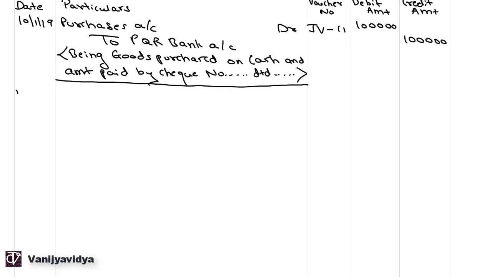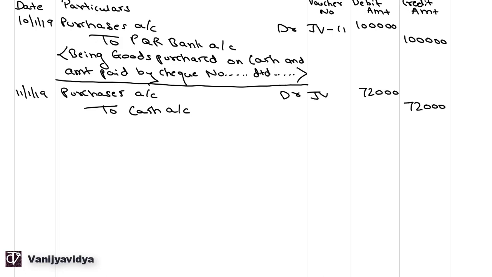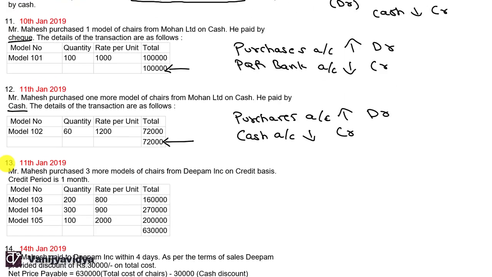So, date is 11 Jan 2019. Purchases account debit 72,000 to cash account 72,000. Voucher number is JV12. Being goods purchased on cash. Now let's move on to the next entry. Transaction number 13. 11 Jan 2019. Mr. Mahesh purchased 3 more models of chairs from Deepam Inc.